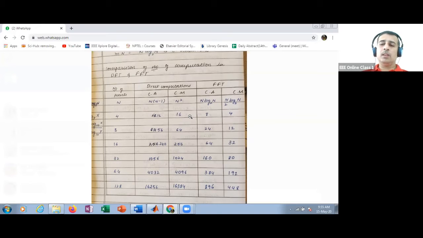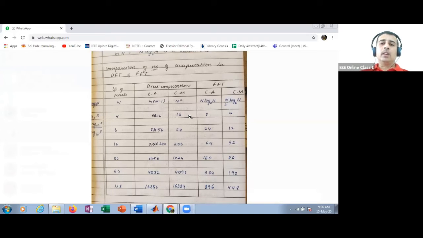Similarly, with respect to the fast Fourier transformation, the complex additions and complex multiplications can be found by a simple formula: n log base 2 of n for addition, and for multiplication, n by 2 into log base 2 of n. We have seen this in the earlier classes when we did module 2.